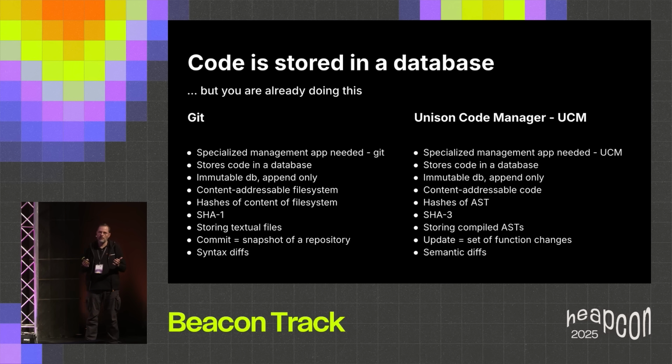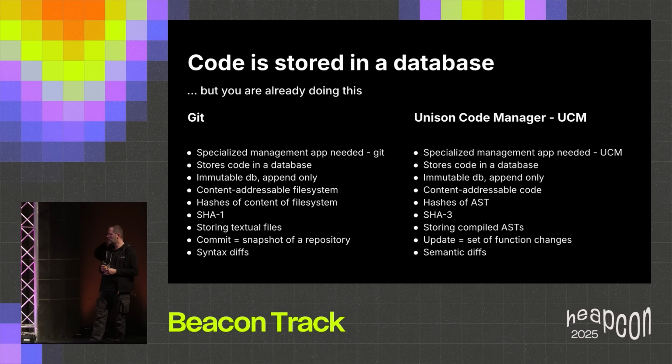Because in its essence, you're doing the same operations you would do anyway. You produce new code, you store it in a database, you may fetch it, version it, push it to the central repo for code sharing. It's only that Git is working with textual files. Here we are working with functions. Git is computing hashes of the content of the file system. Unison is computing hashes of abstract syntax trees computed from functions. When you look at the cryptographic functions, Git is using SHA-1, Unison is using SHA-3, so stronger guarantees there as well.